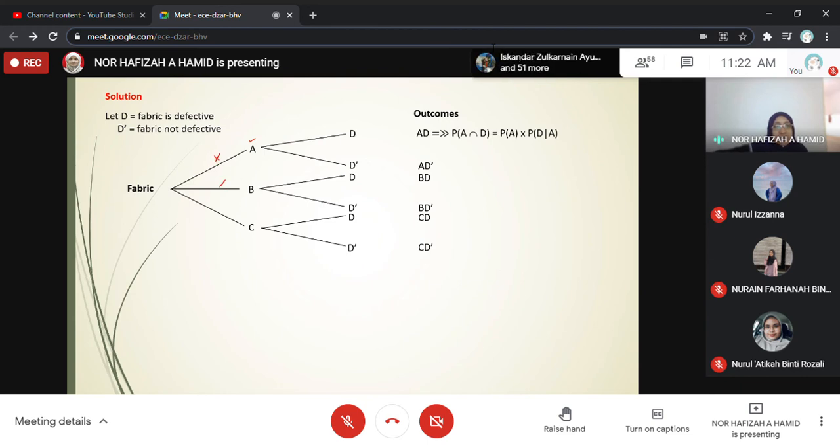So B is also X. Because they are equal, but C is 3 times. So you need 3x. They said C is 3 times B. So C is 3x. Okay.